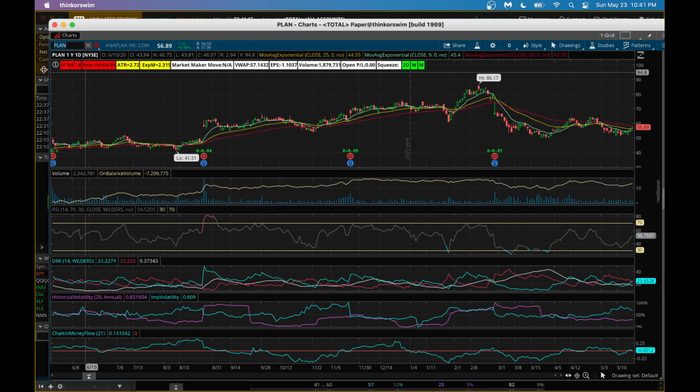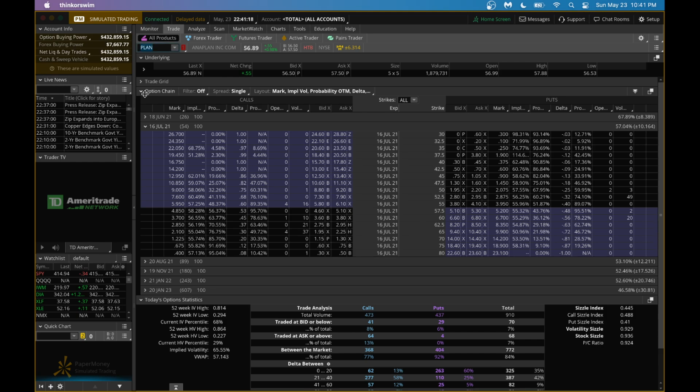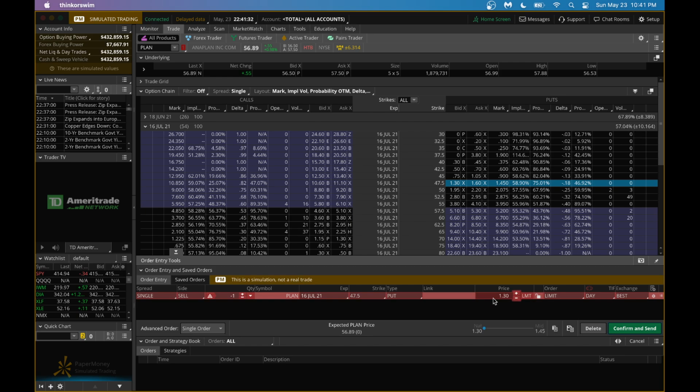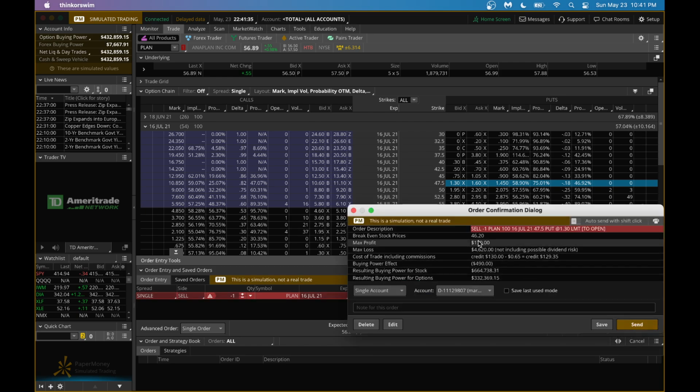I will go back and see what strategy we can do here. For Anaplan, I think we could do the same thing, 54 days out. The stock is at 56. You could sell a 47.5 put here. You'll bring in $1.30. You could confirm and send. If the stock stays above 46.20, you'll break even. If the stock goes above 47.5, you get to keep your entire money.